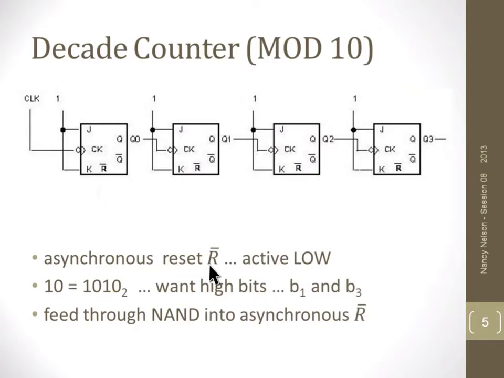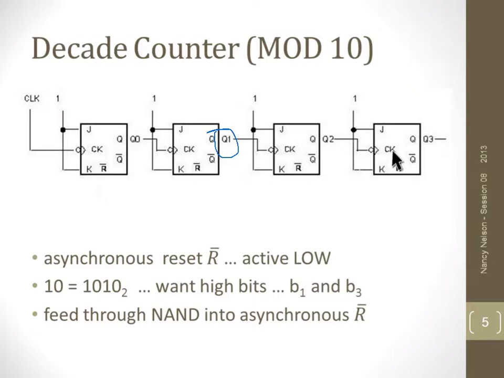You also notice the asynchronous reset we were talking about is shown at the bottom of this device, and that's what we're going to use to reset once we get to that count of 10. Notice also that it's active low, so we need to make sure that whenever the binary value for 10 shows up on our outputs, Q0 through Q3, whenever Q1 and Q3 go high, so this would be bit 0, this would be bit 1, we're looking for this one.